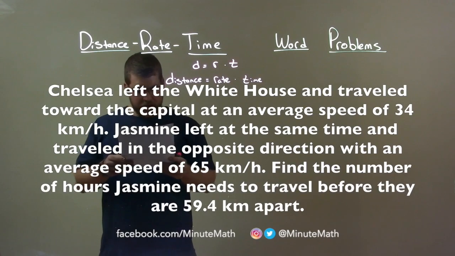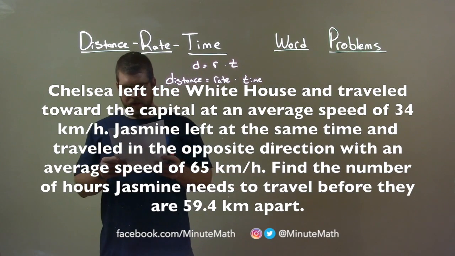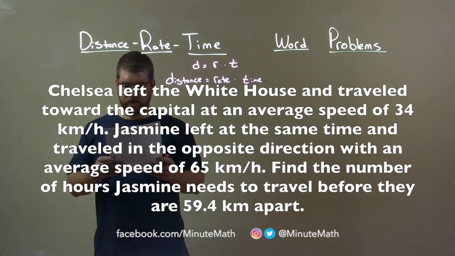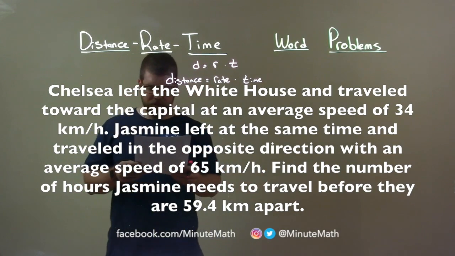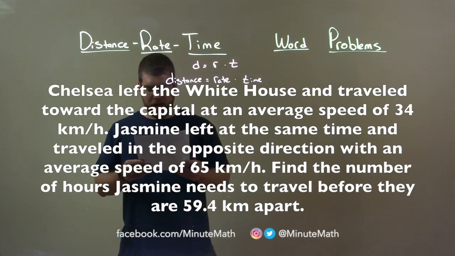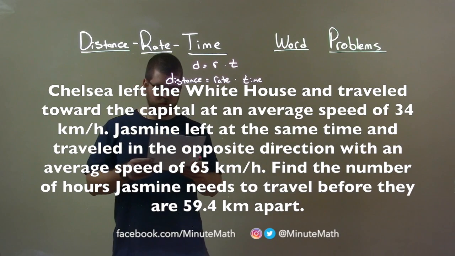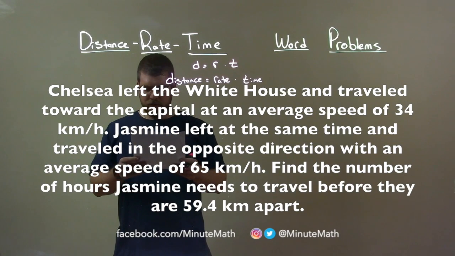Chelsea left the White House and traveled towards the Capitol at an average speed of 34 kilometers per hour. Jasmine left at the same time and traveled in the opposite direction with an average speed of 65 kilometers per hour. Find the number of hours Jasmine needs to travel before they are 59.4 kilometers apart.